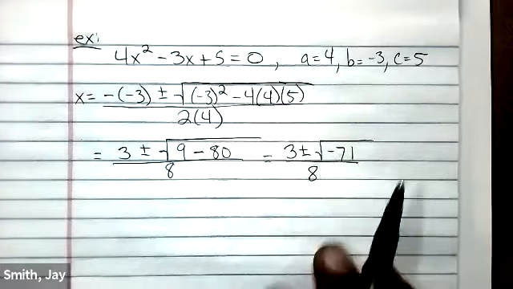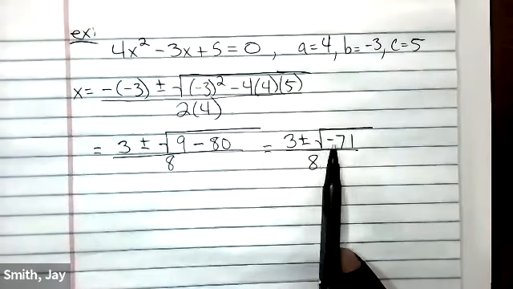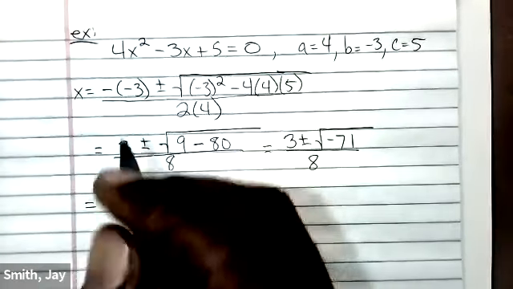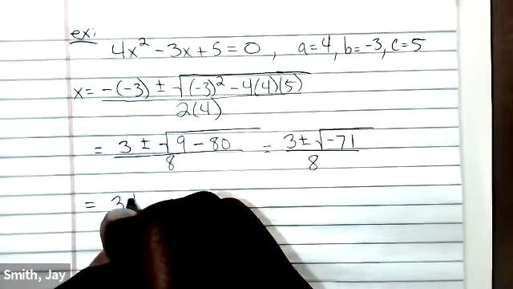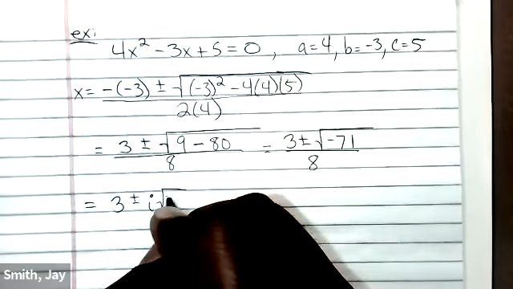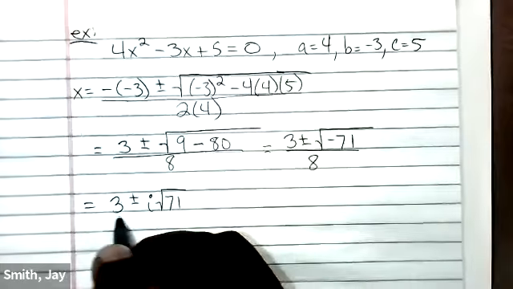71, while it's not a perfect square, it also does not break down. The only thing we could do is pull out that i to get rid of that negative, and I already did. So our final answer ends up being 3 plus and minus i times the positive square root of 71 divided by 8.